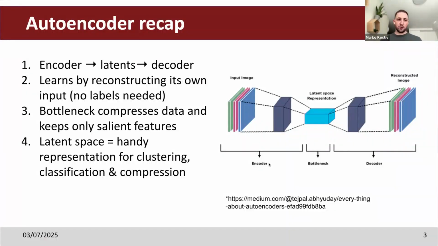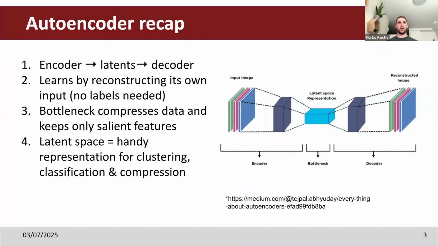To those of you who went through a deep learning course or computer vision course, you probably heard about the autoencoder architecture. An autoencoder is a pretty simple and neat idea from back in the day that learns to compress the data into embeddings. So you have the encoder, then the latent representation of an image in our case, and the decoder that reconstructs this image. It learns by reconstructing its own input, so no labels needed.